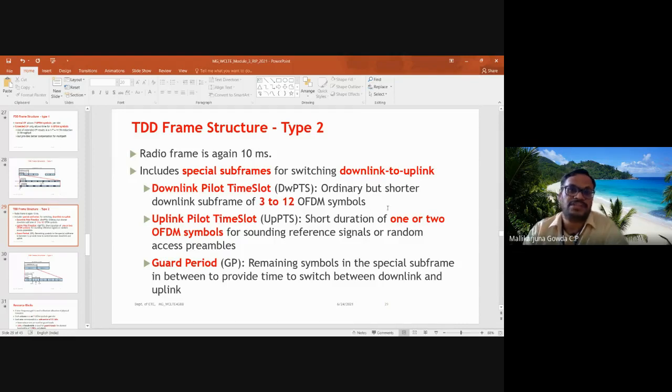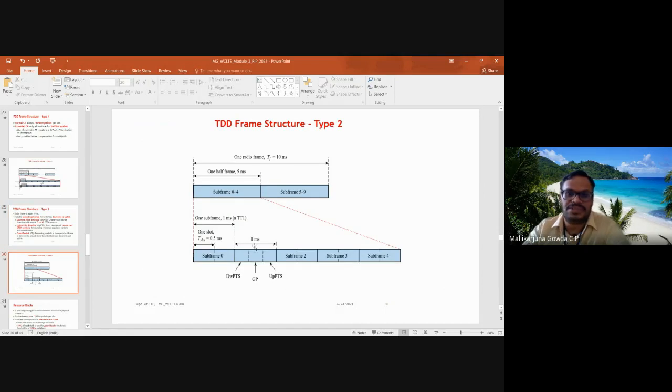Is that fine? The downlink pilot time slot will have 3 to 12 OFDM symbols, and the uplink pilot time slot will have 1 or 2 OFDM symbols. See, one subframe, I hope you will be able to understand. One subframe will have 2 time slots, right?